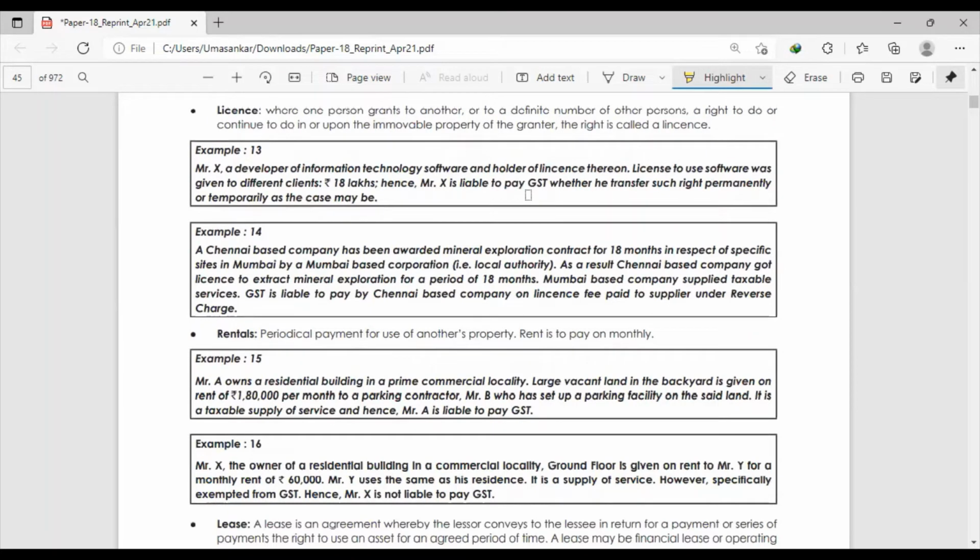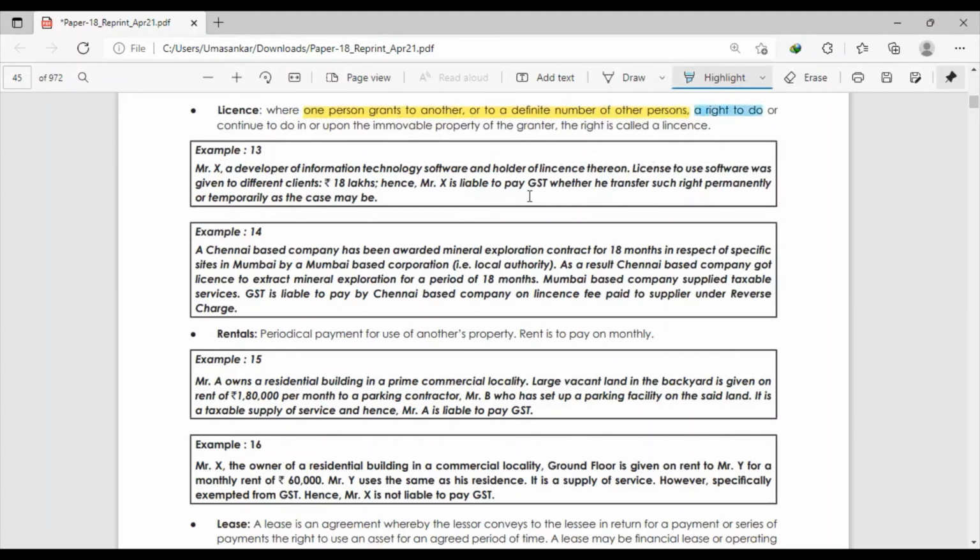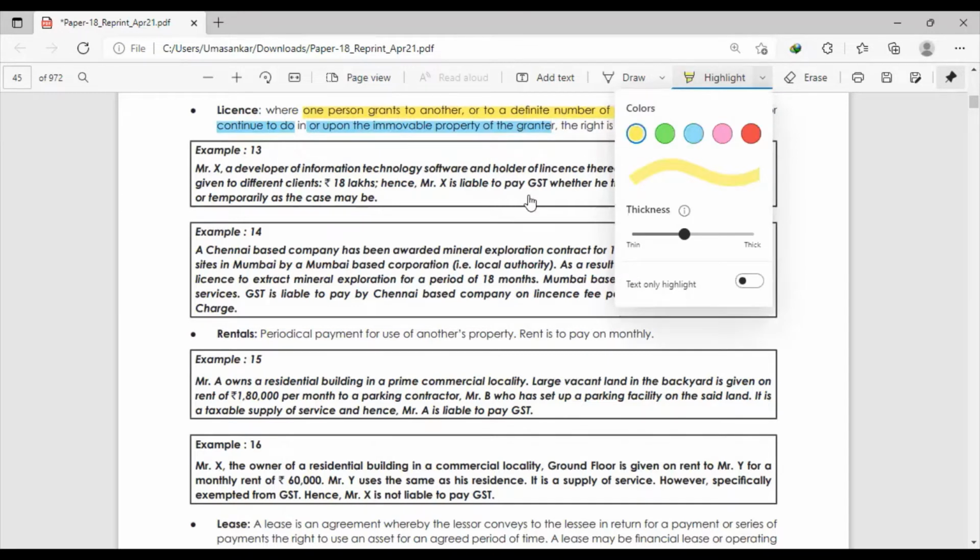Then license, where one person grants to another or to a definite number of other persons a right to do, continue to do, an act upon the involved property of the grantor. It is called a license. Okay. Next, rental.